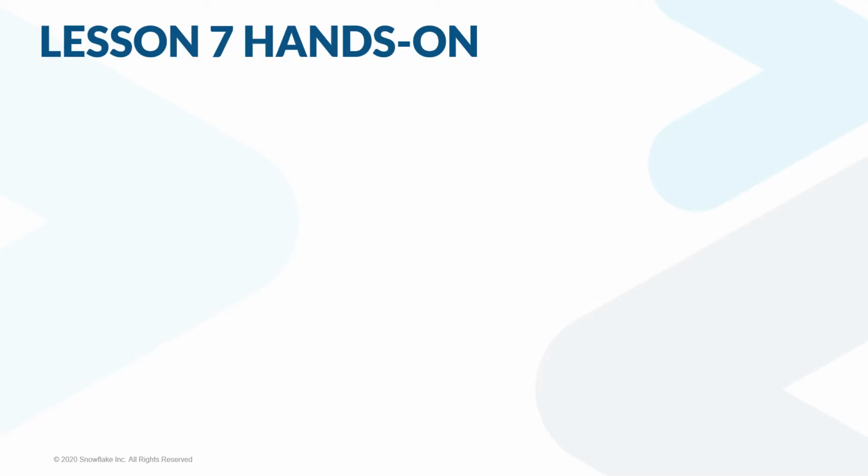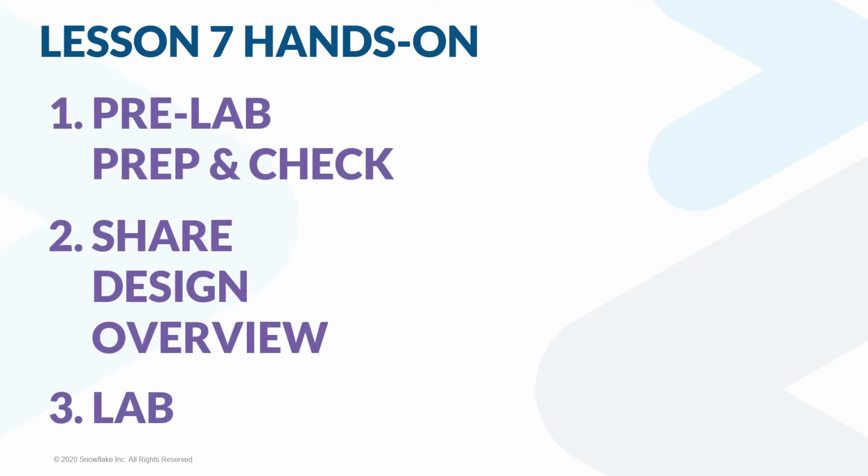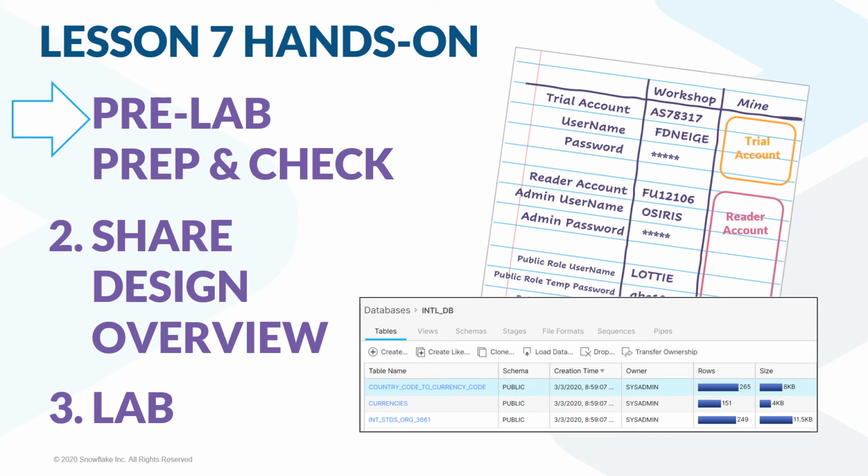The hands-on portion of this lesson is more than a lab. It's made up of 3 sections. First, you'll review your account to make sure you have all the objects, accounts, and credentials from earlier labs that you need in this one. If anything is missing, we'll encourage you to revisit earlier labs and bring your account into alignment.